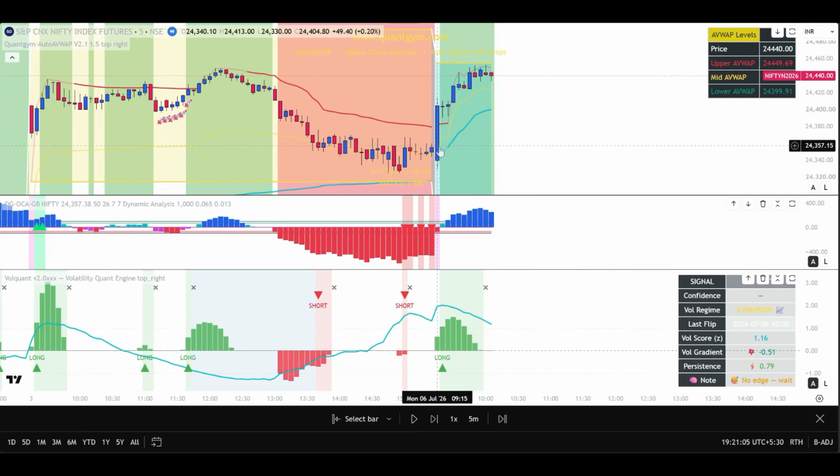So first trade from 24,405 to 24,445, you gained around 40 points. If you're doing it on an ATM option, that will be 20 points on your ATM option. Let us proceed once again.